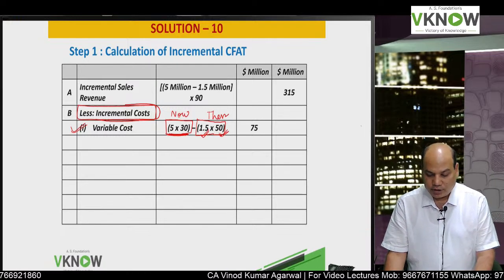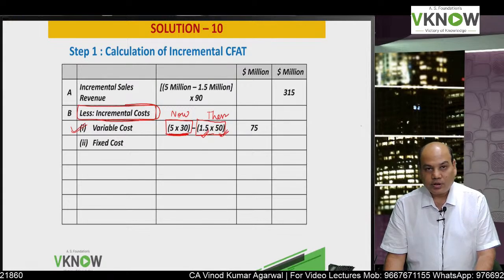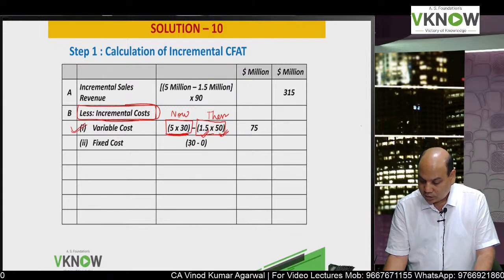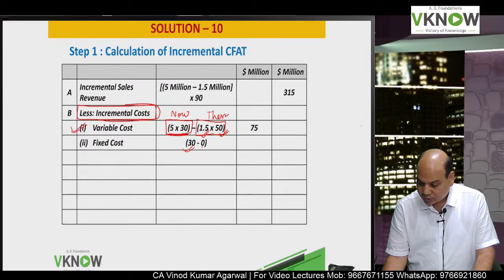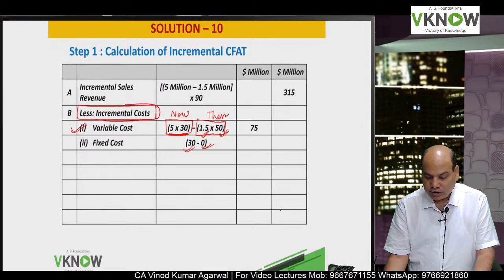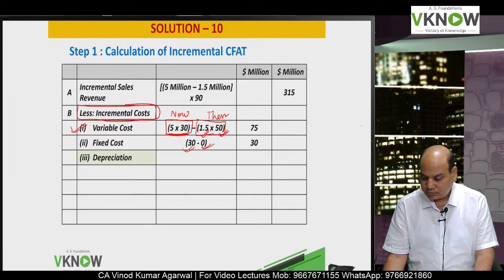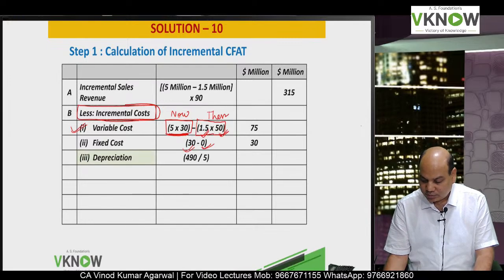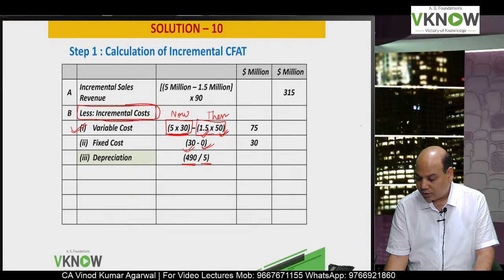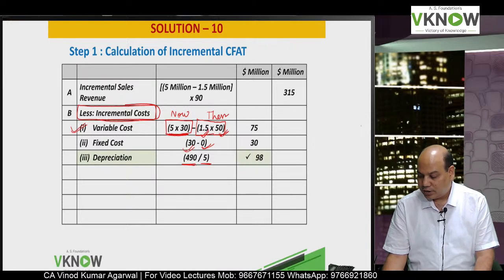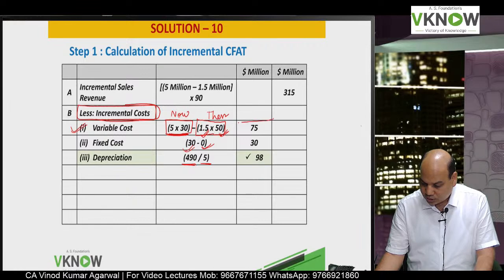Difference is increase in variable cost 75, increase in fixed cost. Now 30. Earlier it was not there, 0. 30 minus 0, 30. Depreciation: 490 divided by 5 years, 98. So these are my incremental cost.